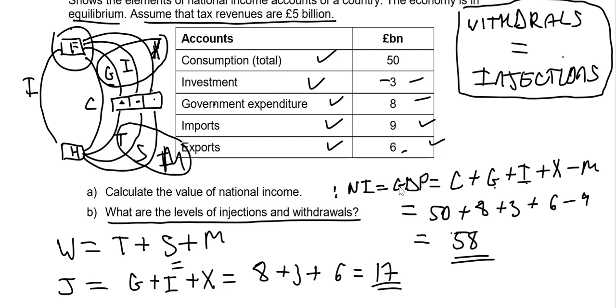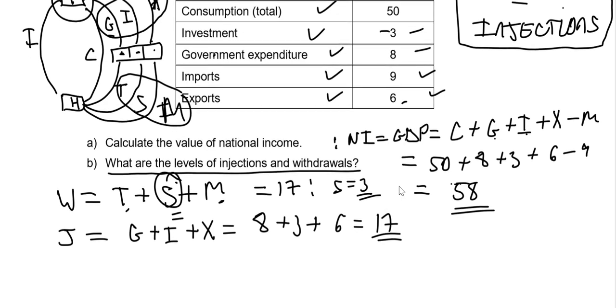So withdrawals must be 17 as well, which means we have taxes, which are 5 billion, imports, which are 9 billion, then savings must be 3 billion. Savings must be 3 billion, but that's not asked here. Right, so that's the solution to this problem set.